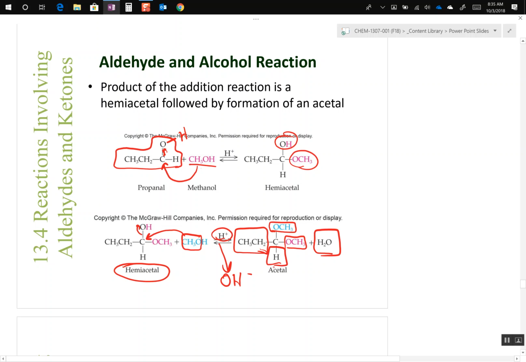If it was a ketone, then this would not be a hydrogen. It would be another carbon chain, if it was a ketone, because it would have been embedded. But because it was an aldehyde, my 2 initial R groups are the CH3CH2 and the H. R1, R2.